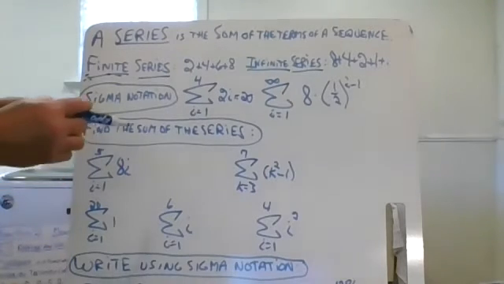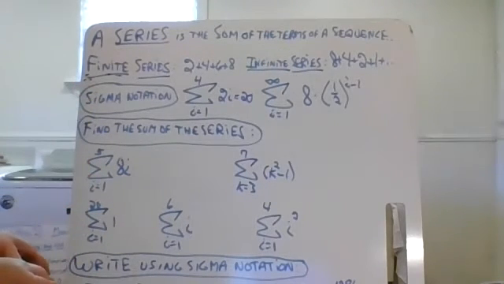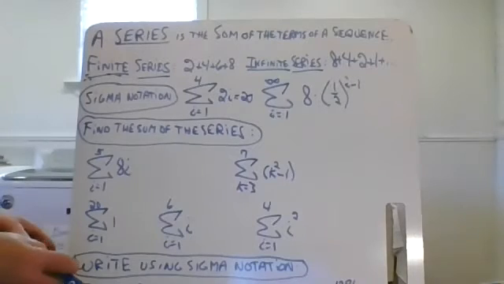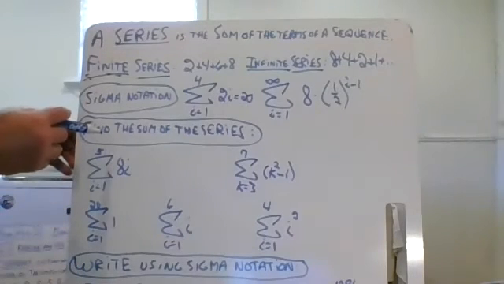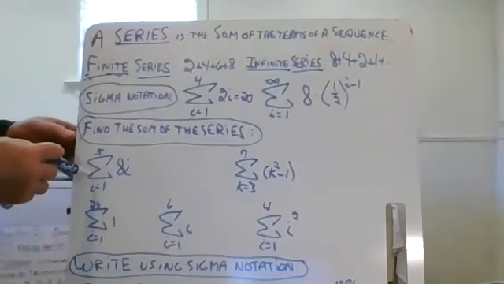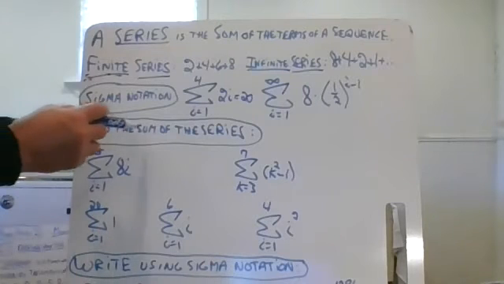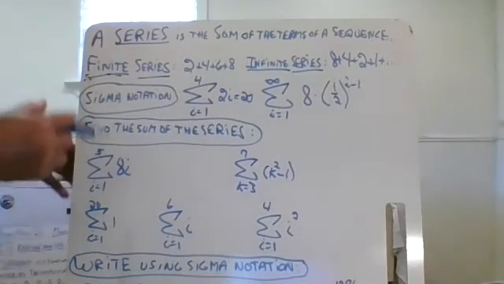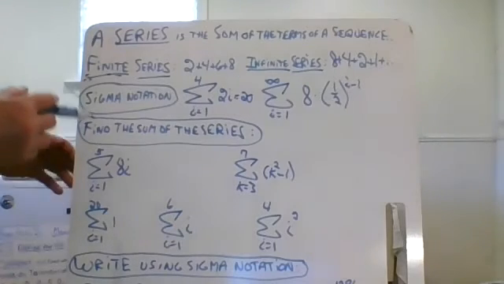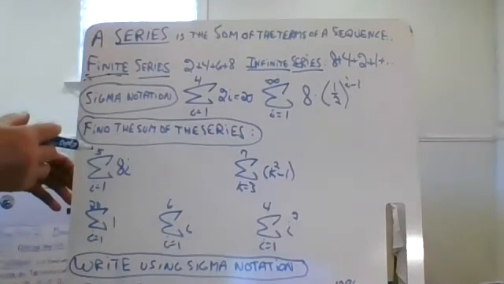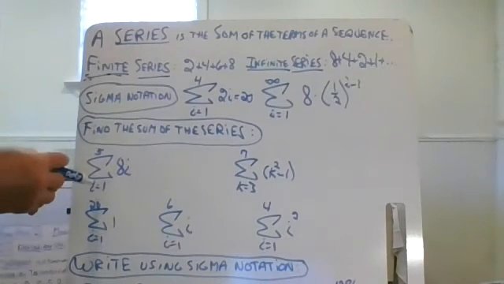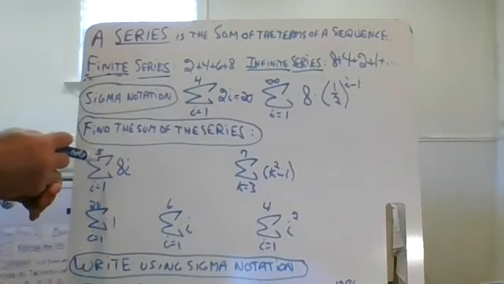Okay, now, there are 2 types of problems you're going to have with series. In the one problem, you're given the sigma notation and you're asked to find the sum of the series. What is the sum of that series? So you generate the numbers and add them up.